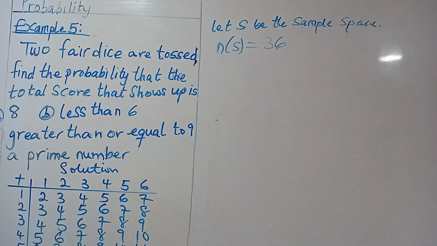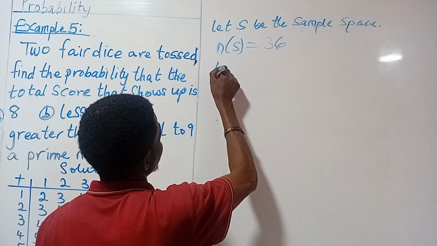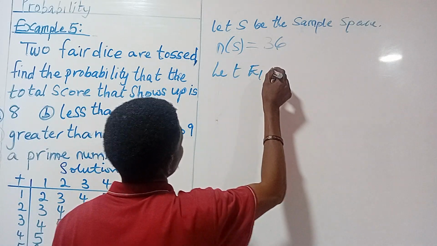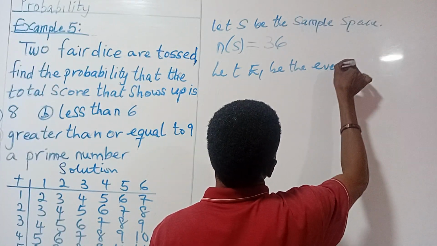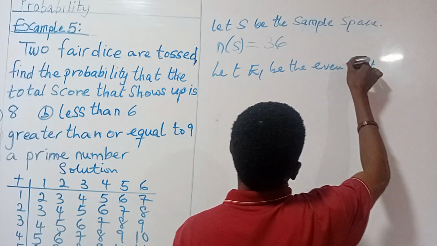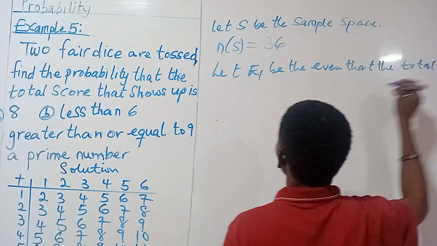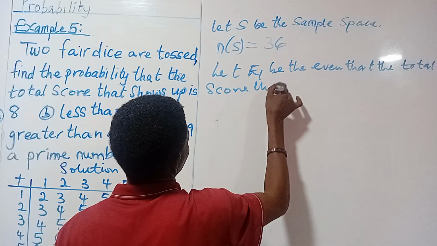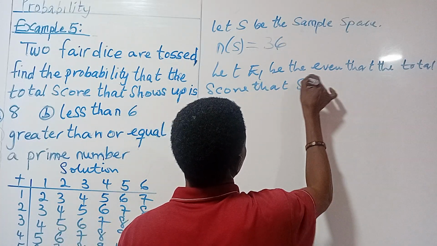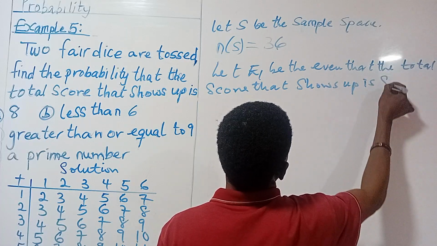Then the question says find the probability that the total score that shows up is 8. So you can say, let E1 be the event that the total score that shows up is 8.